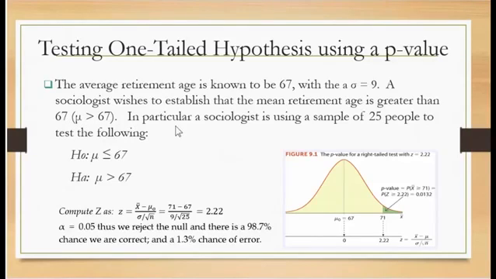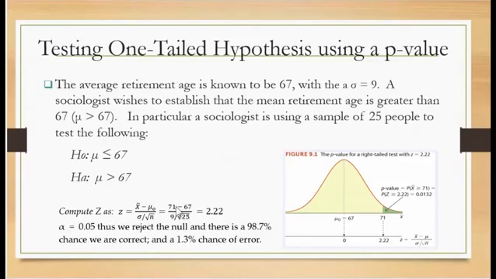In particular, the sociologist is using a sample of 25 people to test his hypothesis, testing the assumption that retirement is actually 67 or less, and he thinks it's actually greater. So his alternative hypothesis is mu is greater than 67. So he sets up this z computation, which we've done before.